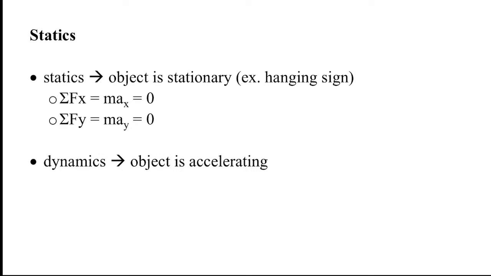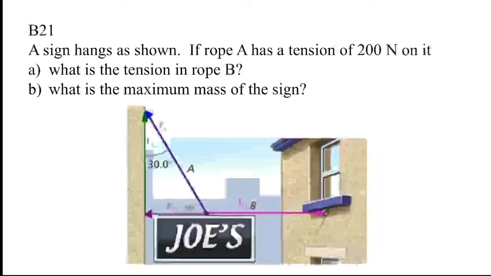We're taking a break from dynamics, which is when objects are accelerating, and we're going to do some static objects, i.e. ones that are not accelerating, they're not moving, they are just staying in place, but they need forces in order to do so. So hanging signs are a really great example of that.